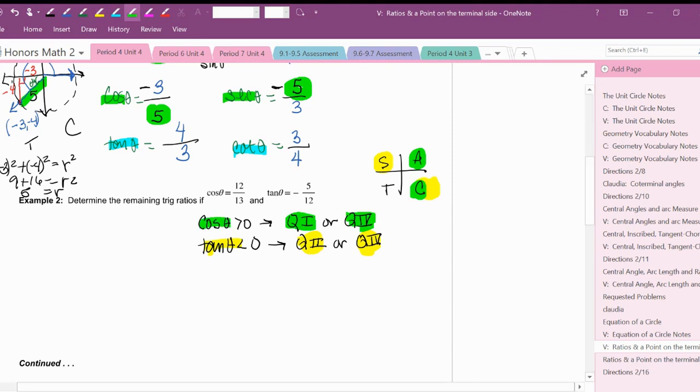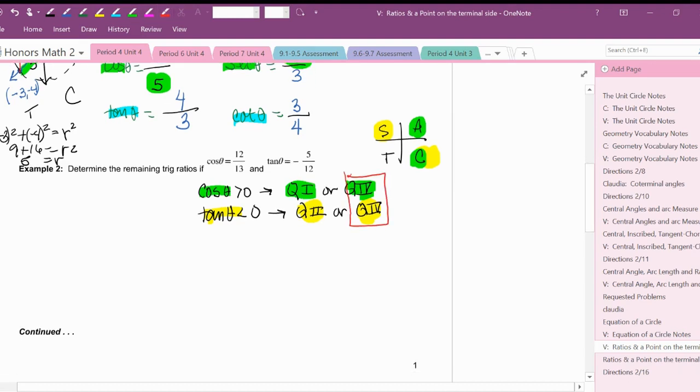And we can see the agreement, or the quadrant in which both conditions are satisfied, is quadrant 4. So now we sketch an angle that maps into quadrant 4. The initial side is always our positive x-axis. Here's our terminal side. And we'll draw our triangle with our reference angle here.